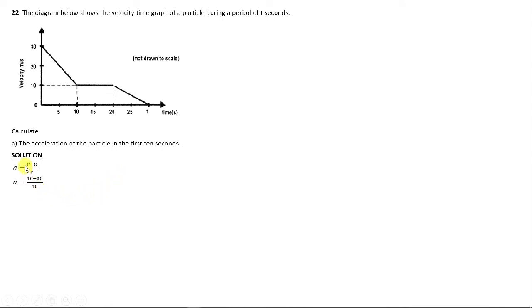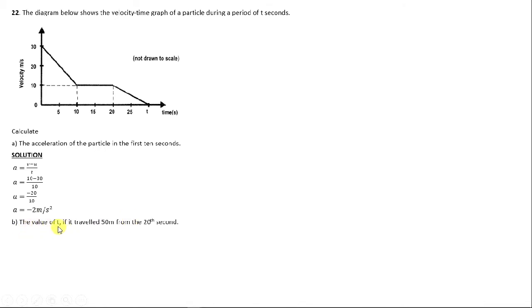So we'll substitute. The final velocity was 10, the initial velocity was 30. When the signs are different, subtract, put the sign of the bigger number. So 30 minus 10 is 20, put the sign of the bigger number. So 10 minus 30 is negative 20. Divide the denominator into the numerator. You're going to find that our acceleration was negative 2 meters per square second.